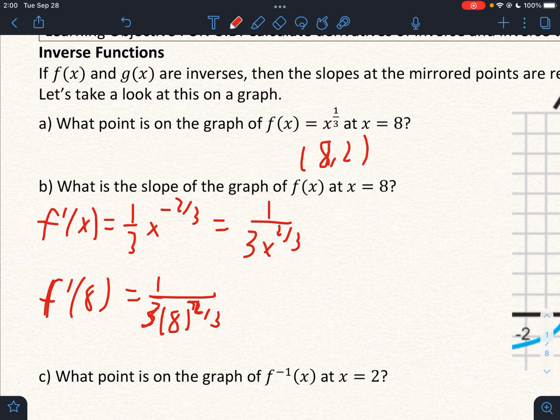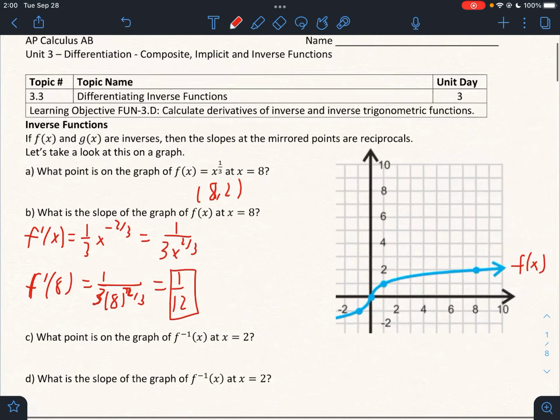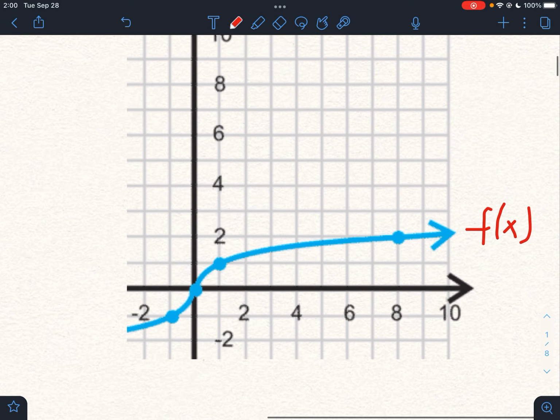Okay, 8 to the 2/3. You can think of that as the third root of 8 squared. The third root of 8 being 2, 2 squared is 4. So this is 4. 4 times 3 is 12. So this is 1/12. So the slope of the line there would be 1/12. If we drew a tangent line at that point, the slope would be 1/12.